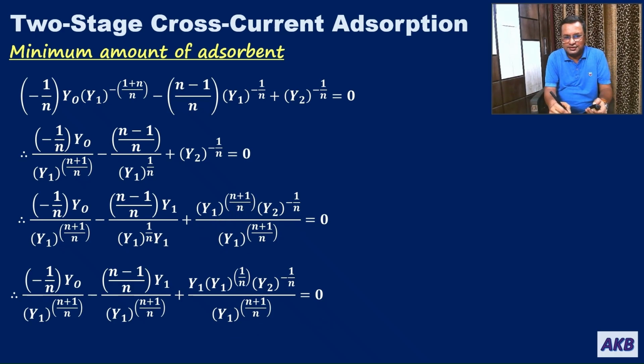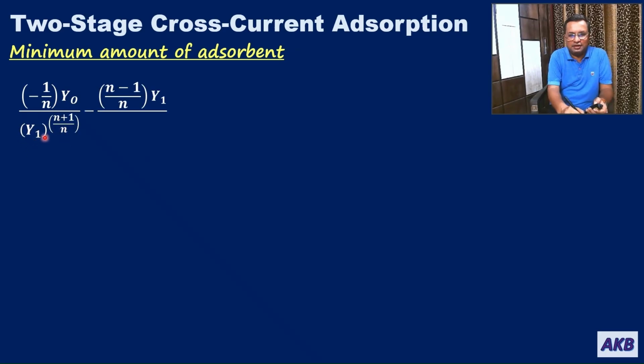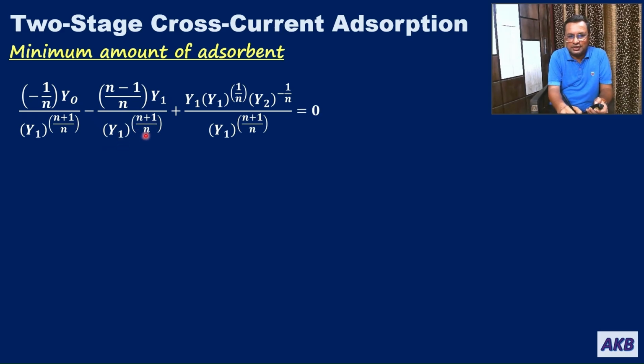Let us continue with this. So we got this term: minus 1/n into capital Y0 divided by capital Y1 raised to (n plus 1)/n, minus (n minus 1)/n into capital Y1 divided by capital Y1 raised to (n plus 1)/n, plus capital Y1 into capital Y1 raised to 1/n into capital Y2 raised to minus 1/n divided by capital Y1 raised to (n plus 1)/n, that is equal to 0.